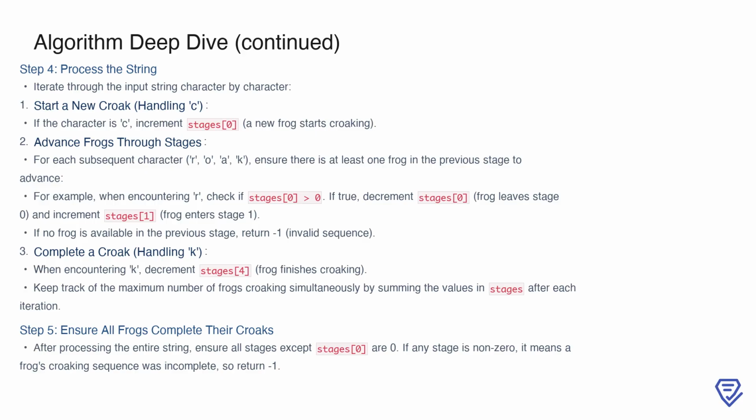If it is, we decrement stages[0] to indicate a frog has left stage 0, and increment stages[1] to move that frog into stage 1. If no frog is available in the previous stage, the sequence is invalid, and we return -1. For the final character K, we decrement stages[4] to signify that a frog has completed its croak. Throughout this process, we also track the maximum number of frogs croaking simultaneously by summing the values in stages after each iteration. At the end of the string, we ensure that all frogs have completed their croaks by verifying that all stages are 0. If any stage is non-zero, it means a frog's croak is incomplete, and we should return -1.